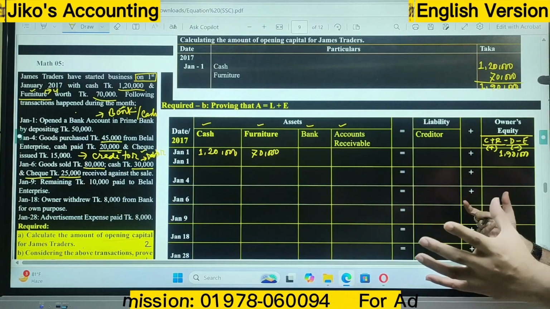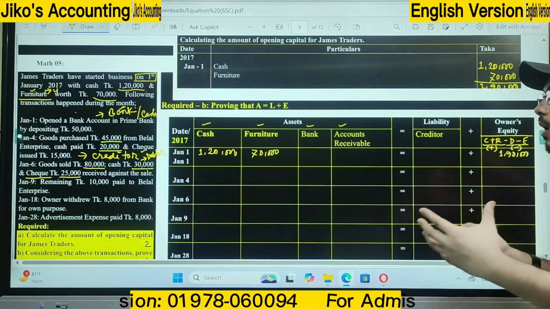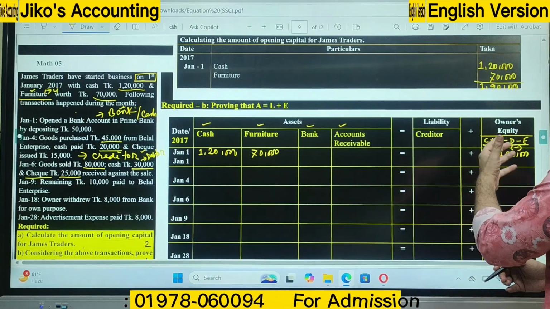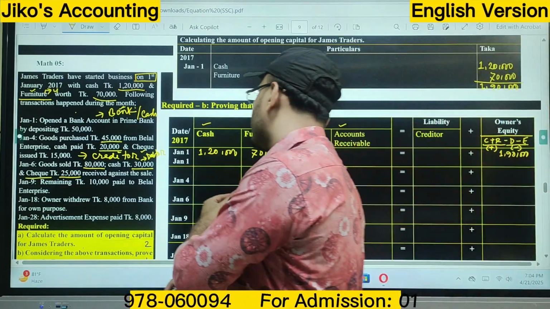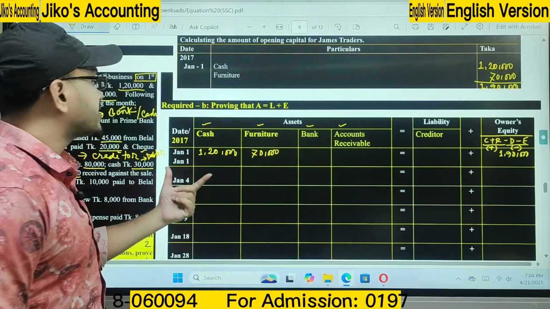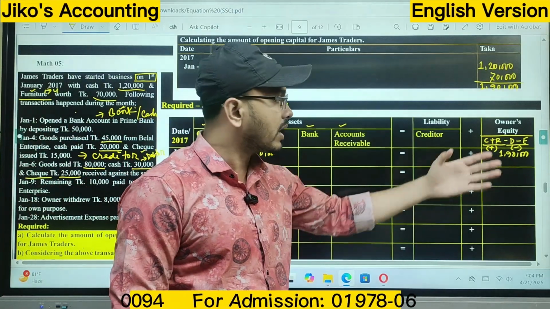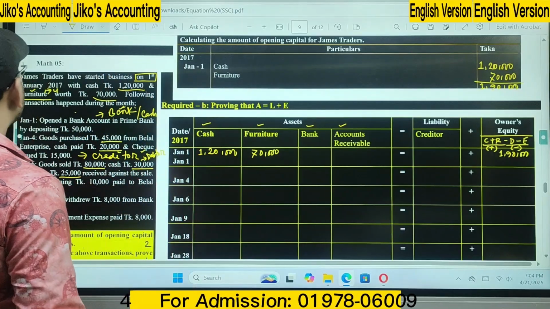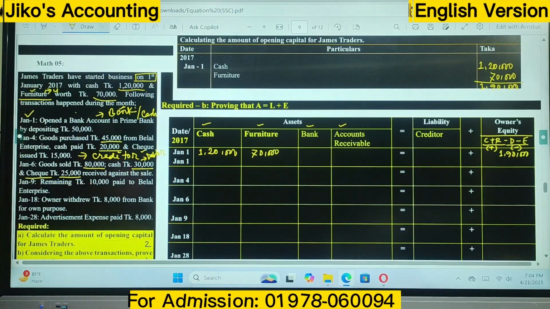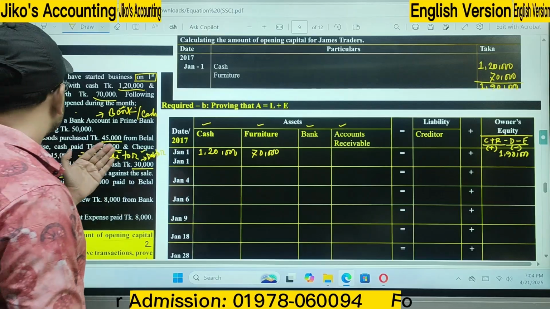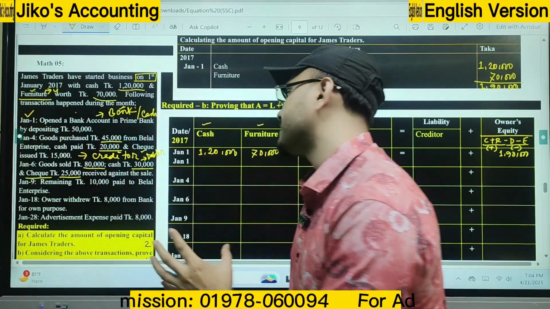Capital plus revenue always indicates the increment of the equity. Is it clear, sir? What is our total amount here? Add all of them: 1,20,000 plus 70,000, in total 1,90,000. Now we have to focus on the next transaction. Open a bank account in Prime Bank by depositing taka 50,000.